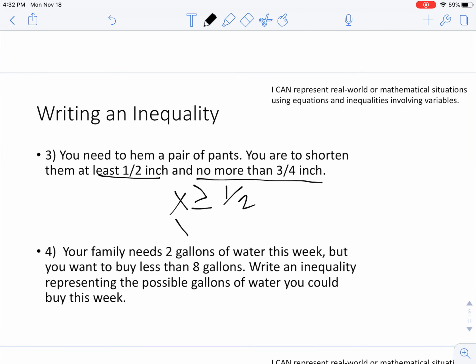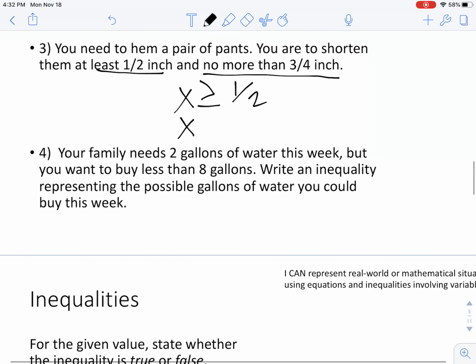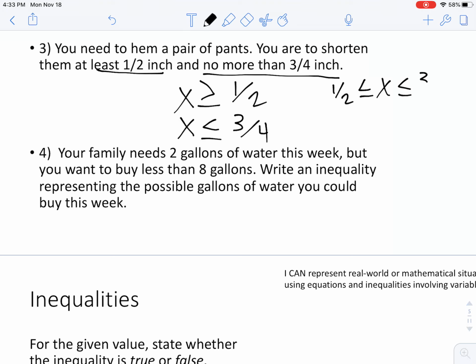And x can be no more than 3/4 inches. So we're going to go back to our chart. No more than is represented right here in less than or equal to. So x is less than or equal to 3/4. So right now we have two separate inequalities. We want to make this into one. So this is how you write it. We're going to say 1/2 is less than or equal to x, so I flip that around, and x is less than or equal to 3/4.